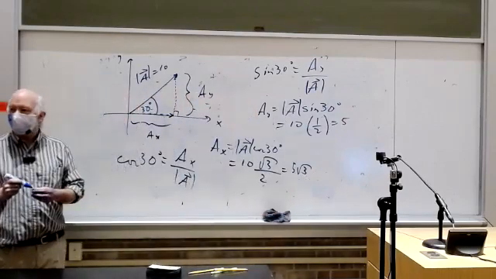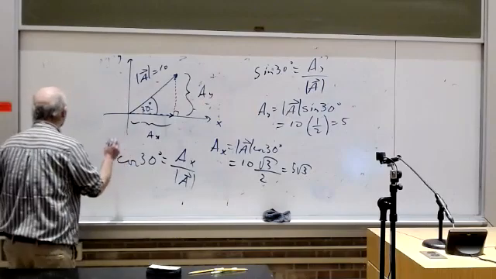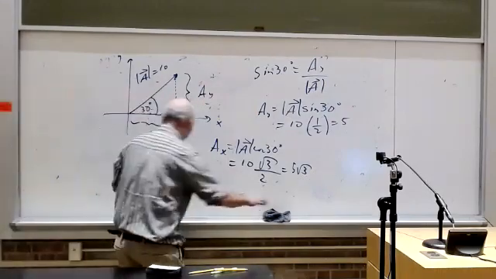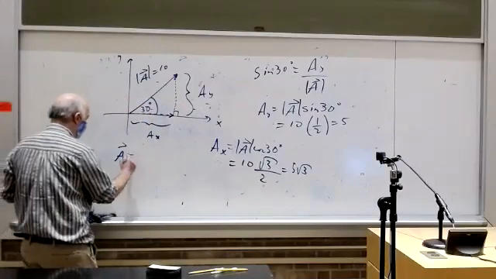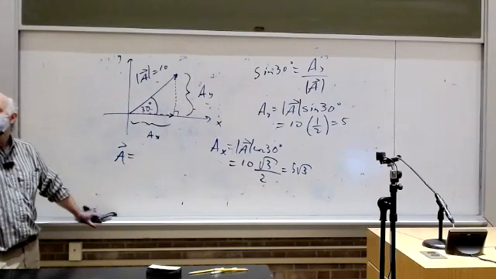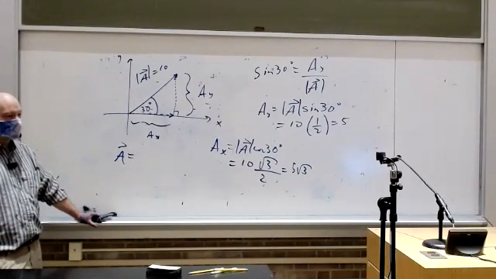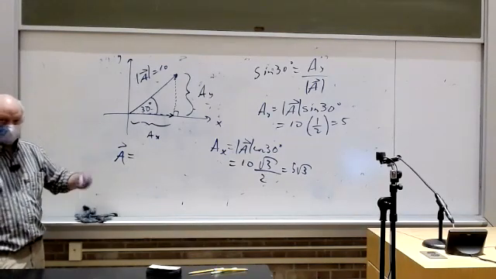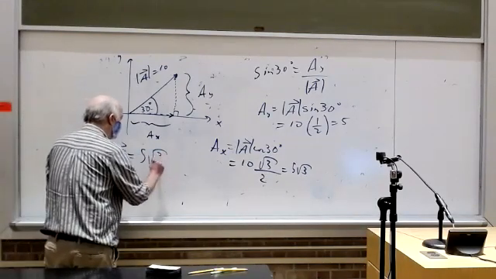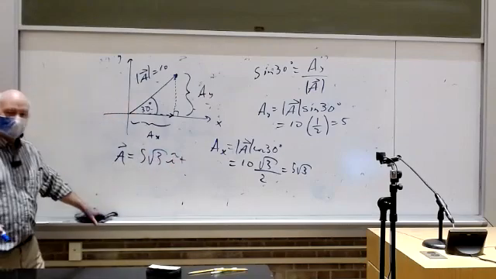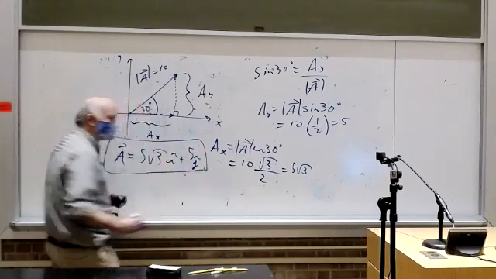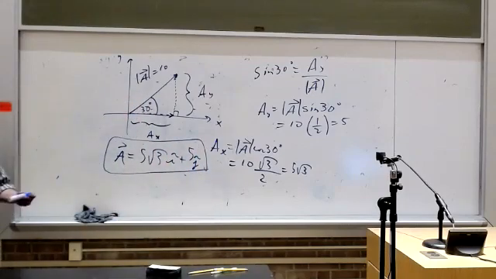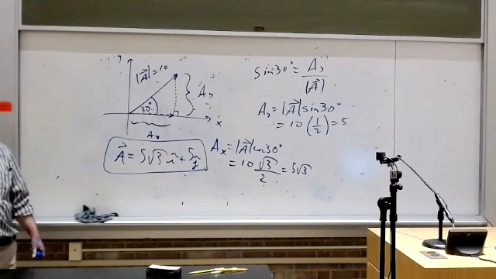Tell me how to write my vector A then, in terms of unit vectors. So 5 square root of 3 i over 2 plus 5 j over 2. That's how you would write it. That makes sense?